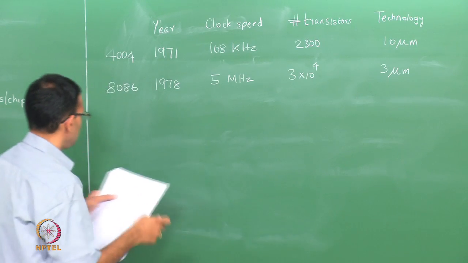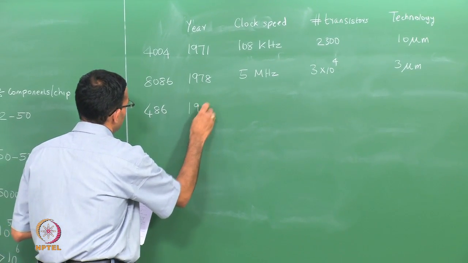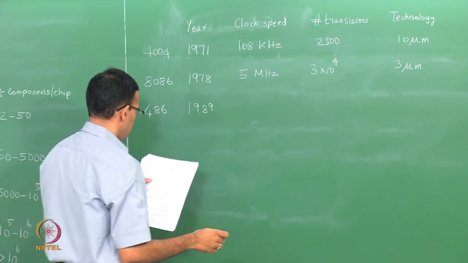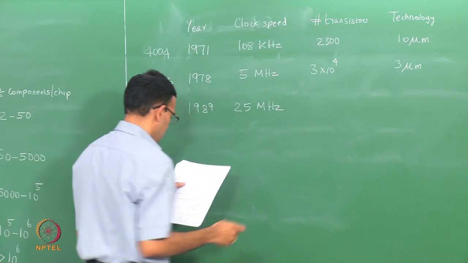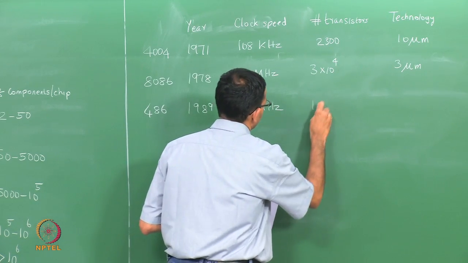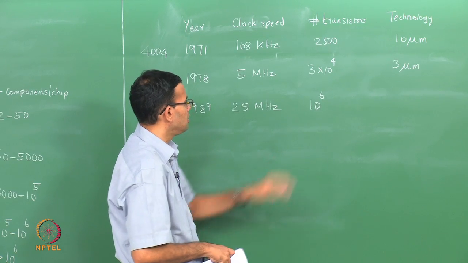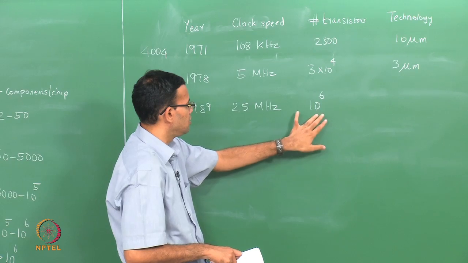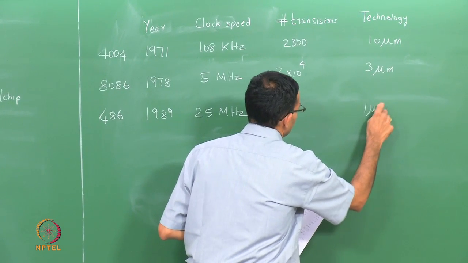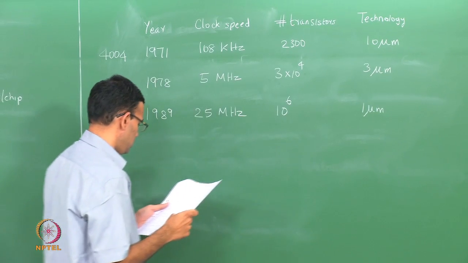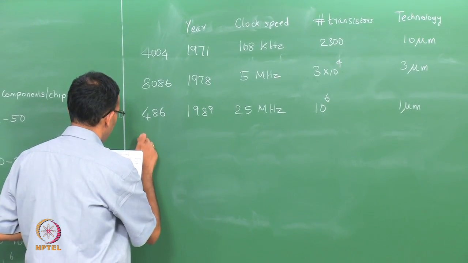Let's jump another 10 years. So, you look at the 486, this is 1989. Clock speed is 25 megahertz. The number of transistors is 10 to the 6. So, if you started with medium scale integration, then you went to large scale integration, and already you are at ultra large scale integration, and the technology is 1 micrometer. Then in 2000 you have the Pentium 4.